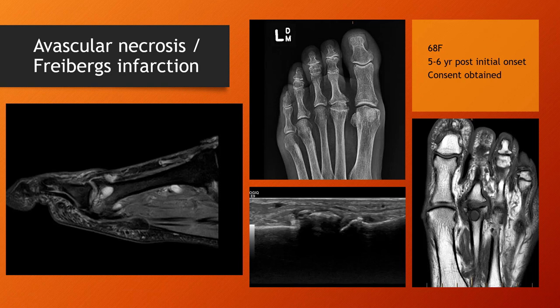This is another case of Freiberg's infarction, which just means lack of blood flow to the bone. We can see there's an altered appearance to this sagittal view of the second toe, or the second MTP, and you can see that concavity again. This infarction was 5 to 6 years old. Consent was provided for these pictures.